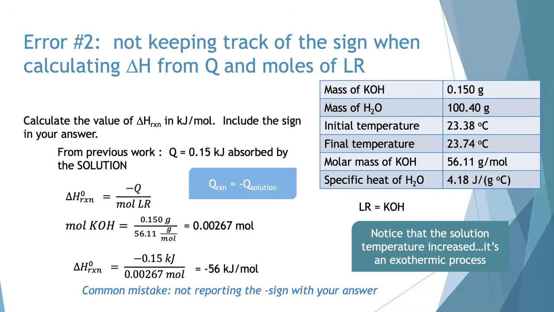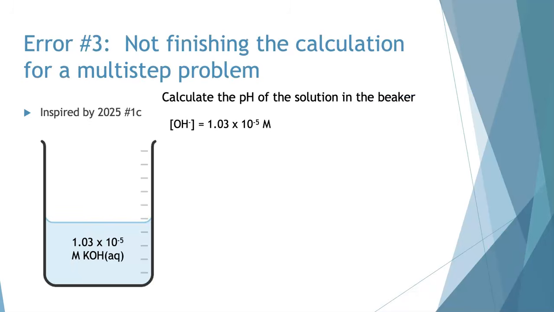We don't want that to happen, of course. The next error that I want to point out is not finishing the calculation when it's a multi-step problem, stopping halfway through and not going all the way to the end of the calculation. For example, on 2025 number 1C, there was a calculation where you were given the molarity of a KOH solution and asked to calculate the pH of the solution in the beaker.